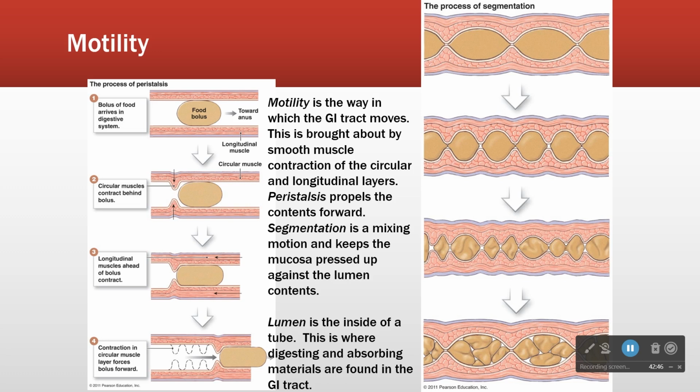Now, a few other words, right? You know what a lumen is by now, okay? So lumen's the inside of the tube. That's where the work's being done, your digestion and absorption. And all of this motion is triggered by the enteric nervous system, and it's brought about by the smooth muscle cells and the calcium. As the nervous system depolarizes, calcium ions are allowed to enter. That causes contraction of that functional syncytium.